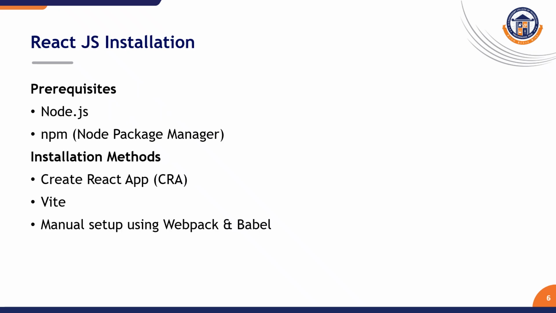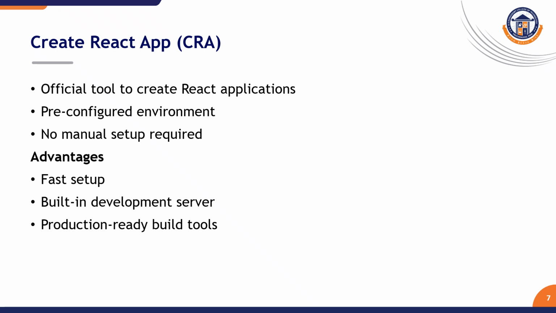React.js installation. Prerequisites: Node.js and npm, Node Package Manager. Installation methods: Create React App, that means CRA, and manual setup using Webpack and Babel. Create React App, that means CRA, is an official tool to create React applications. It gives a pre-configured environment, no manual setup required. Advantages: fast setup, built-in development server, production-ready build tools.